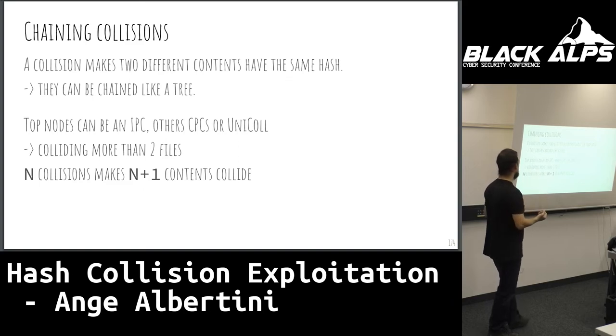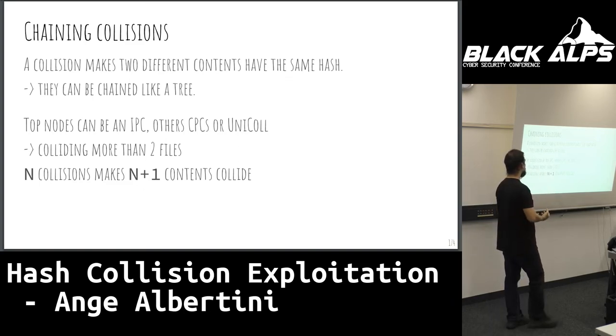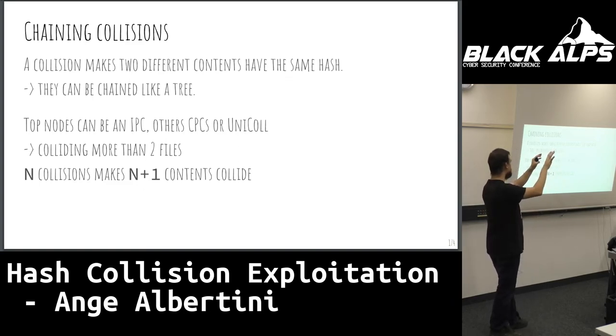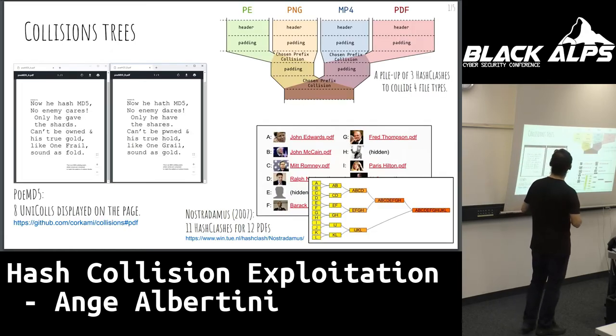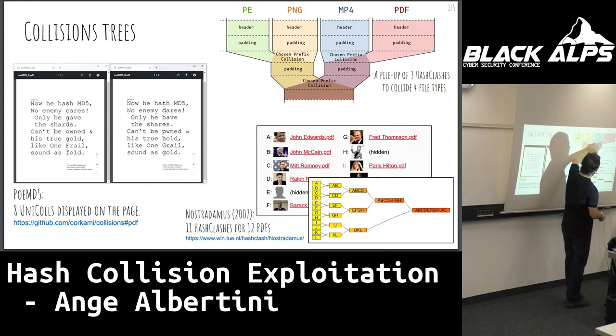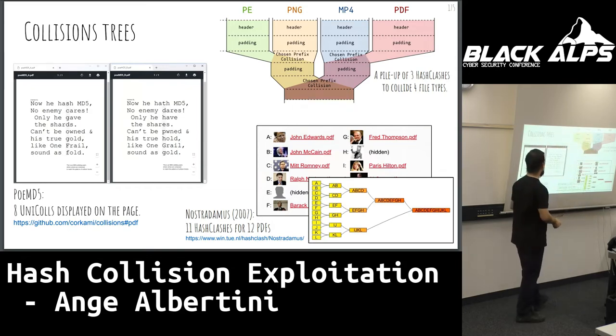So you can actually chain them like a tree. The top nodes have to be an IPC, and then you can use CPCs or Unicoll. And then you can collide more than two files. And n collisions makes n plus one contents collide, if it makes sense to you. But it's possible. So a few examples are the ones I mentioned earlier, with three CPCs chained as a tree to collide four file types of different size.